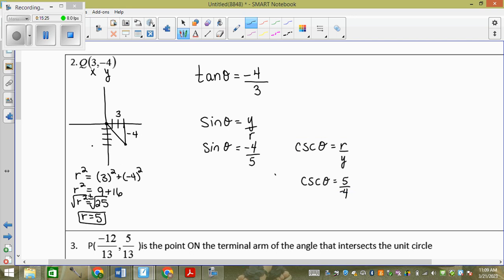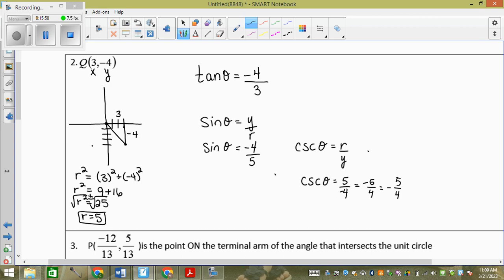Now reminding you from younger years, 5 over -4 could be an answer, or they could go -5 over 4, or they could go negative completely in front of the whole fraction. Those are all the exact same answer, right? So there's one negative going around. Okay? When you see a coordinate, they will ask you to find the trig ratios.